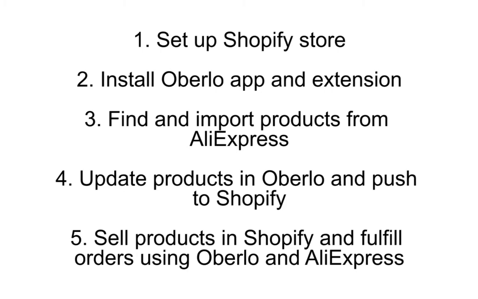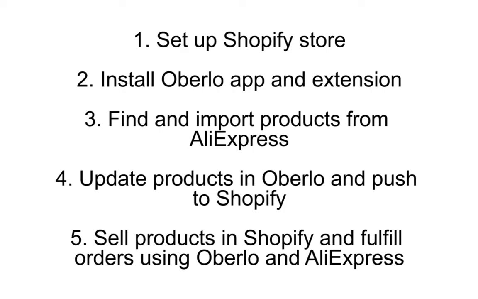Basically, there are 5 parts to this. Firstly, you set up a Shopify store. You then configure the Oberlo app. You then start finding products in AliExpress and importing them into Oberlo, and then from Oberlo you update them and import them into Shopify, and then you make sales on Shopify and fulfill the orders using Oberlo and AliExpress. It really is that simple. I'll put links to each different part of the video in the description below so you can skip to any bits that you're more interested in.